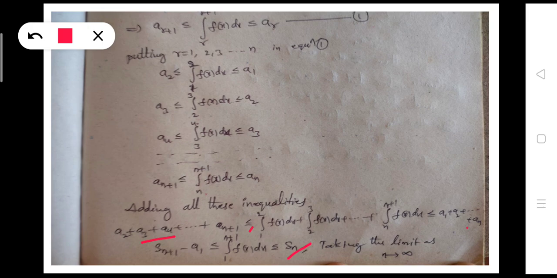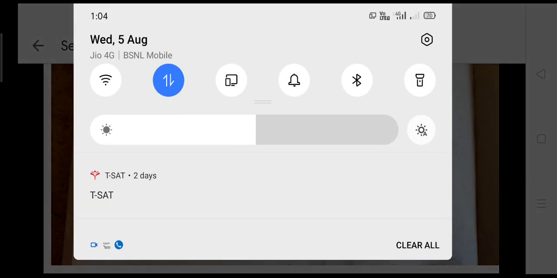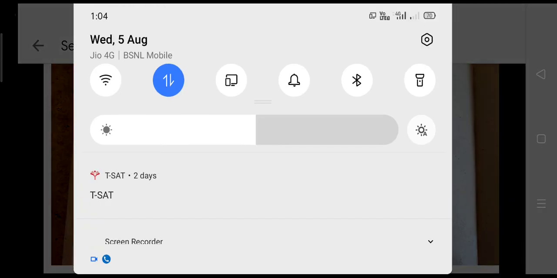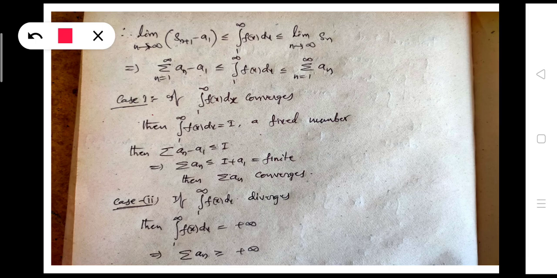Taking the limit as n tends to infinity, therefore limit n tends to infinity of S(n+1) minus a1 is less than or equal to integral 1 to infinity of f(x) dx, which is less than or equal to limit n tends to infinity of Sn. So that is written as sigma n equal to 1 to infinity of an minus a1 is less than or equal to integral 1 to infinity of f(x) dx, which is less than or equal to sigma n equal to 1 to infinity of an.